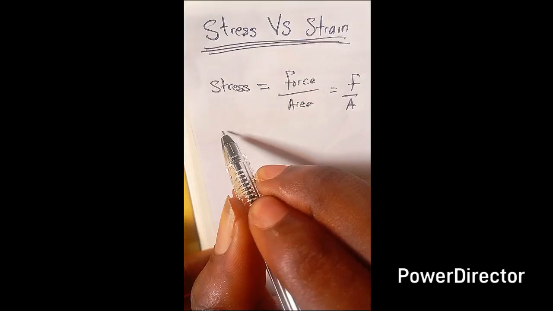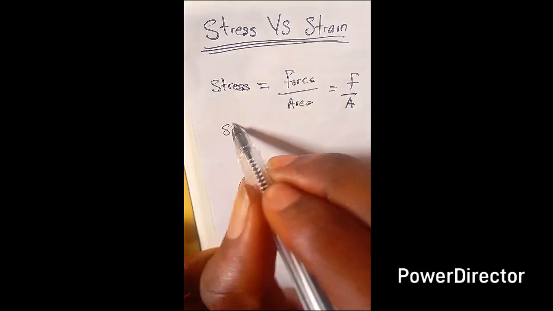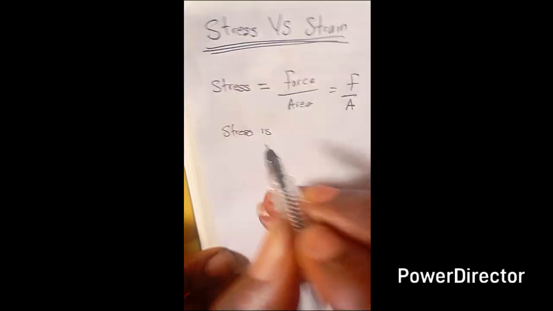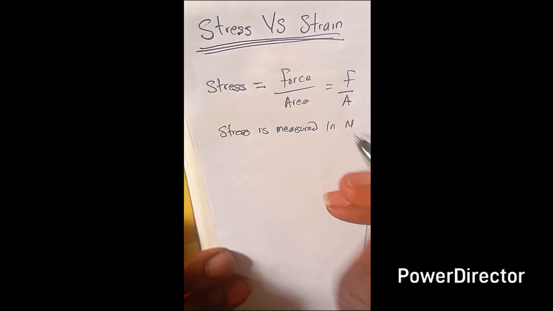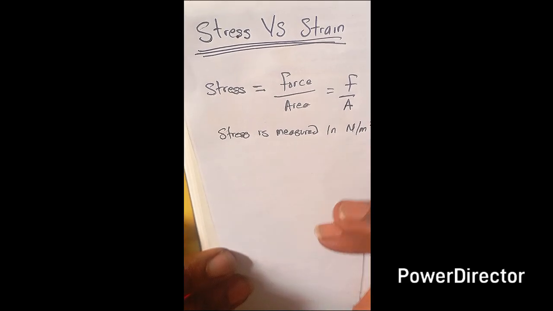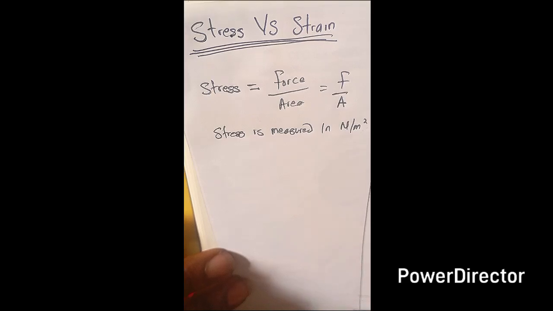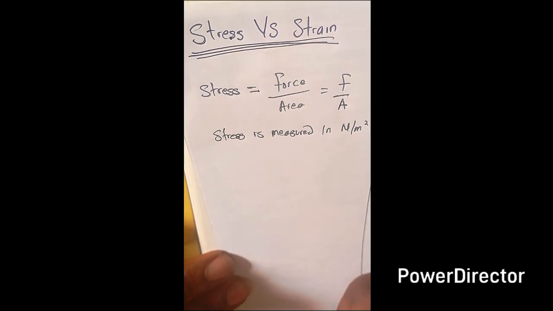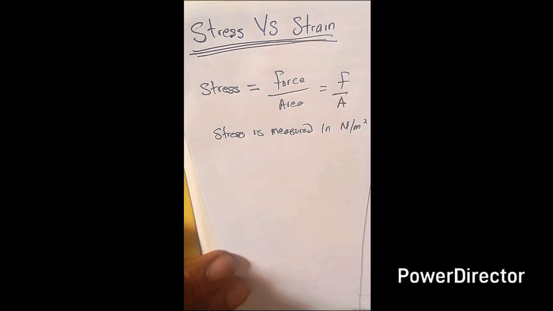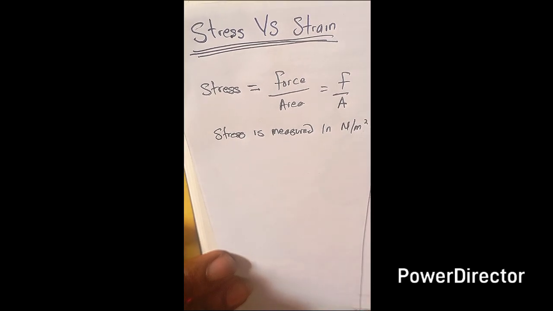And the unit of force is Newton, the unit of area is meter squared. So stress is measured in Newton per meter squared. So let's say, for example, you have a rubber band, you apply a force on it. The force you apply on that particular rubber band creates a stress inside of it. That is, the rubber band is going to expand because this topic is under elasticity. Now, that is what we mean by stress.